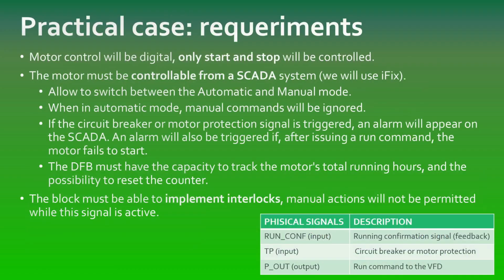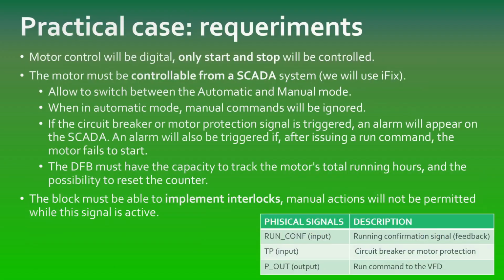If the circuit breaker or motor protection signal is triggered, an alarm will appear on the SCADA. An alarm will also be triggered if, after issuing a run command, the motor fails to start. The block must be able to implement interlocks. Manual actions will not be permitted while this signal is active. Finally, the created block must have the capacity to track the motor's total running hours. This is to display the information on the SCADA and send the data to an MES for preventive maintenance management.